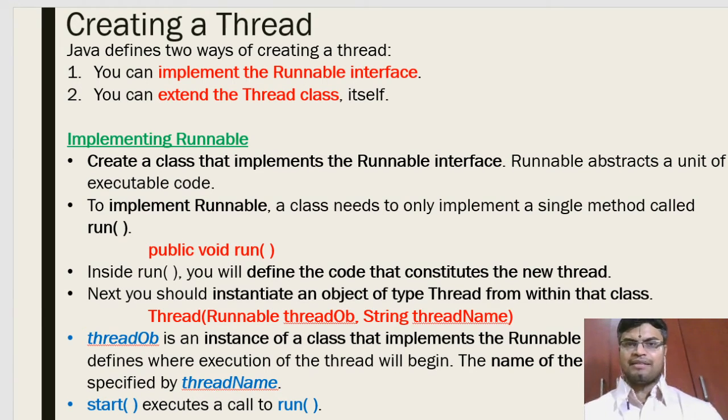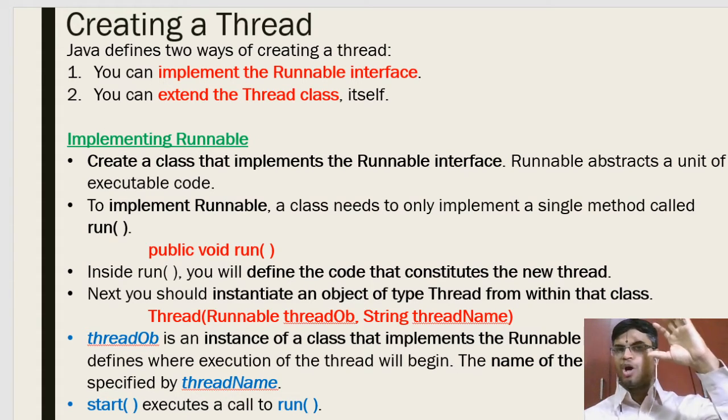In that Thread constructor there are two parameters you can give. The first parameter of your Thread constructor is the object of the class which implements the Runnable interface. The second parameter is the name of the thread itself. You can name your threads also. So this is how you have to do it.